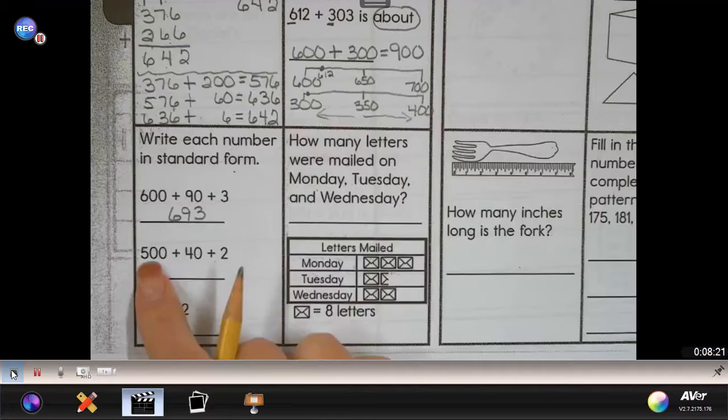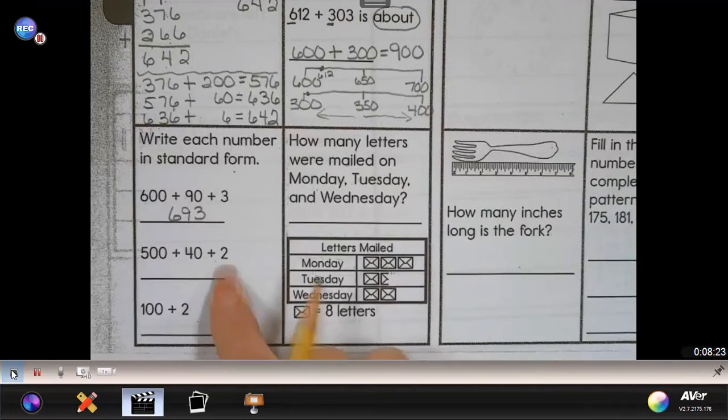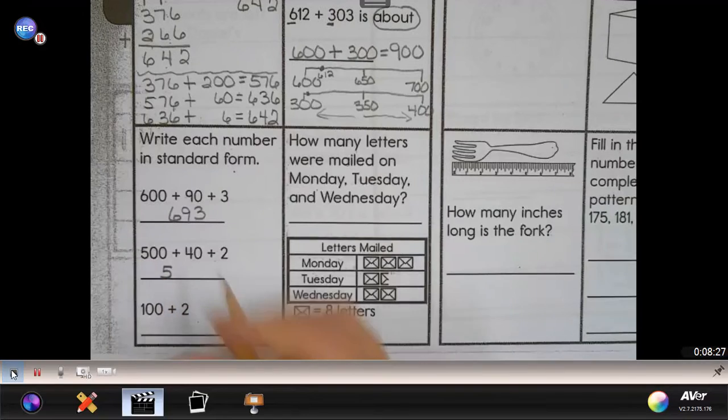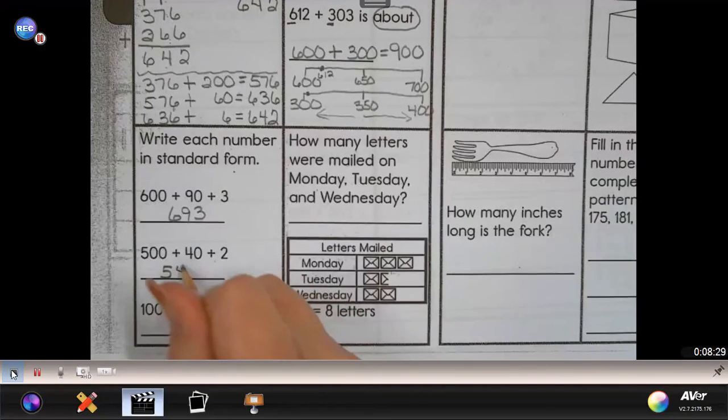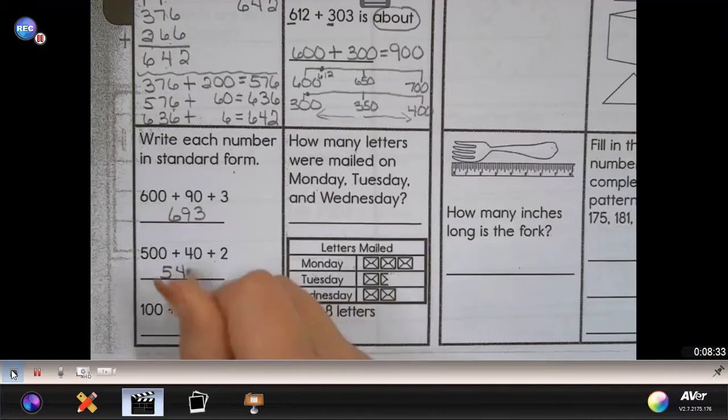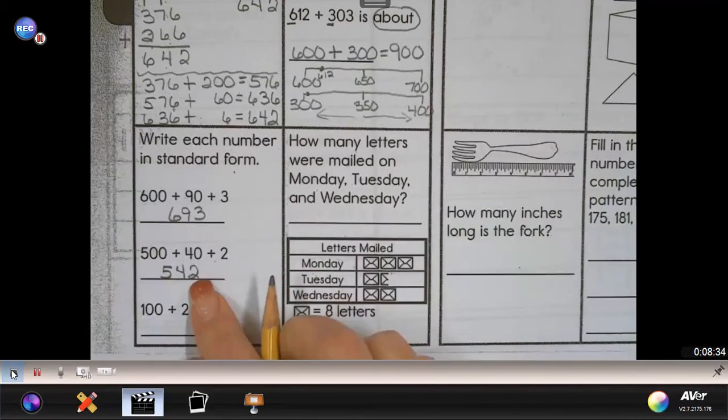Same thing for 542. The 5 is going to go in the hundreds place. The 4 is going to go in the tens because of 40, and the 2 will go in the ones for 2.